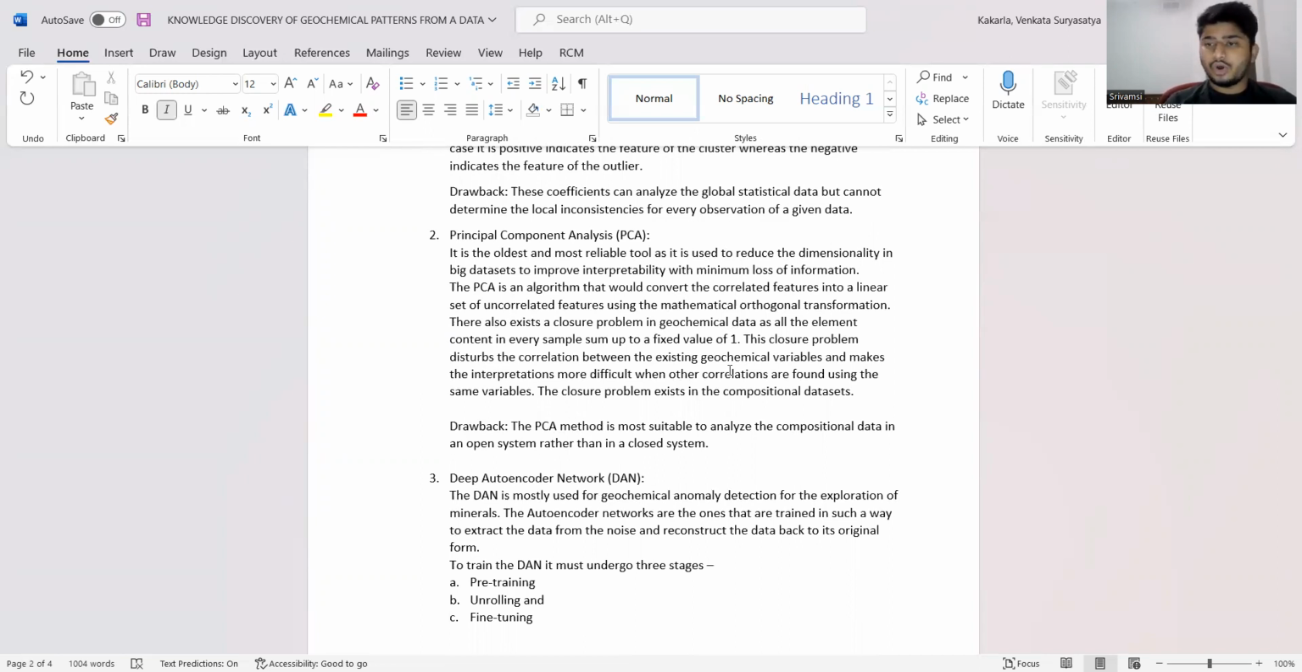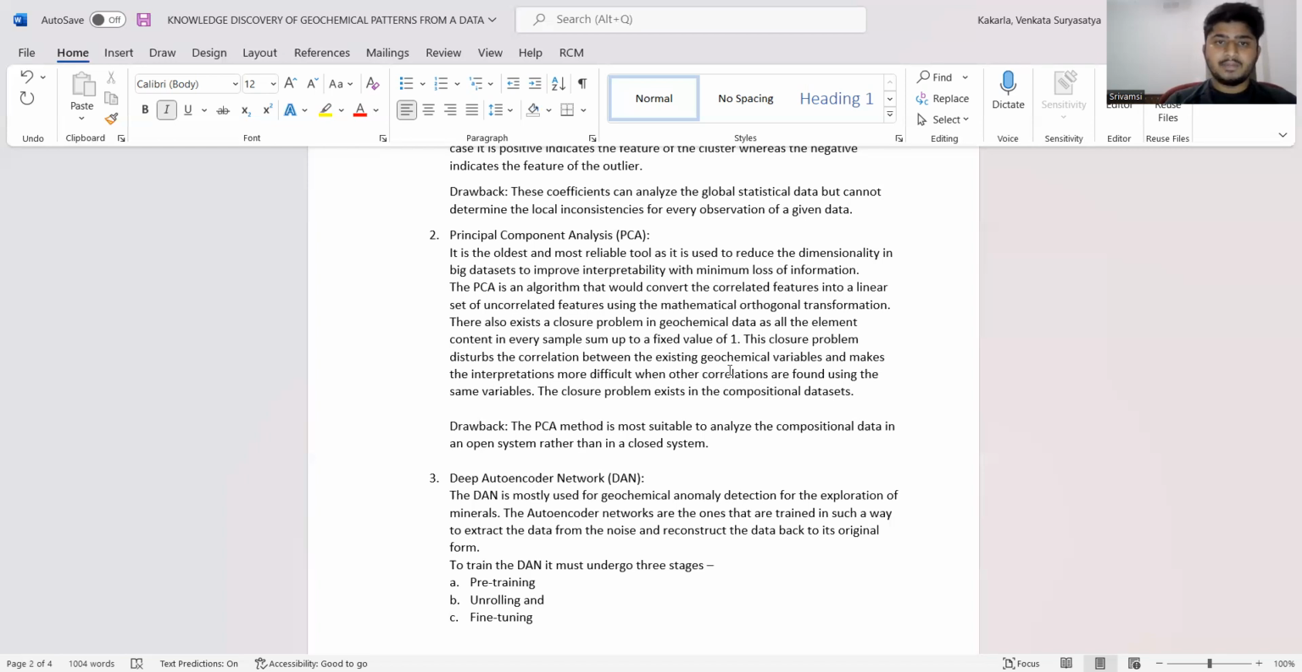PCA is an algorithm that converts correlated features into a linear set of uncorrelated features using a mathematical orthogonal transformation. There also exists a closure problem in geochemical data, as all the elements contained in every sample sum up to a fixed value of 1. This closure problem distorts the correlation between the existing geochemical variables and makes interpretations more difficult when other correlations are found using the same variables. So the closure problem exists in compositional data sets.